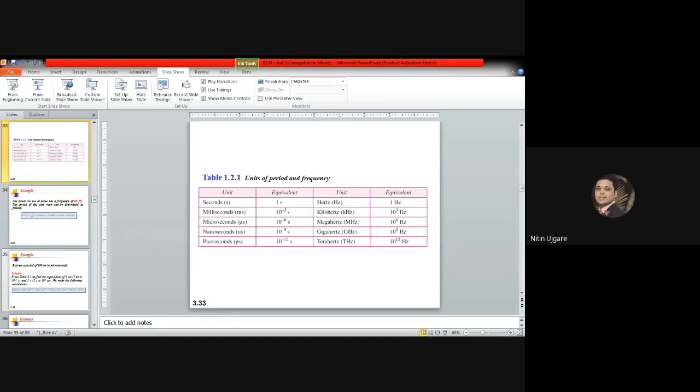And if I want to convert it into milliseconds, how many milliseconds will it be? Calculate the millisecond. The right answer is 16.6 milliseconds. So 0.016 into 10 to the power 3 will give me the millisecond answer. That I have represented in the next slide.